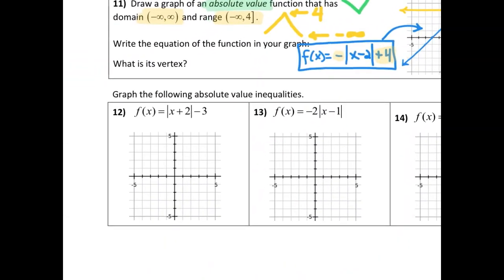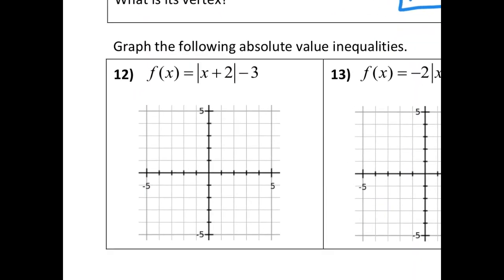Now, for 12, 13, and 14, we're graphing, it says absolute value inequalities, and then number 12 is not an inequality. Do you see that? Crap. And what your slope.